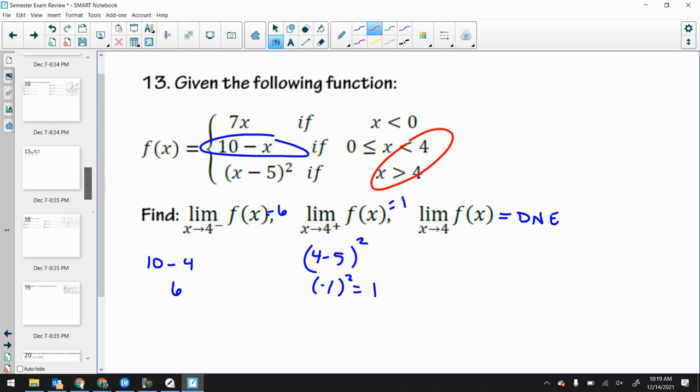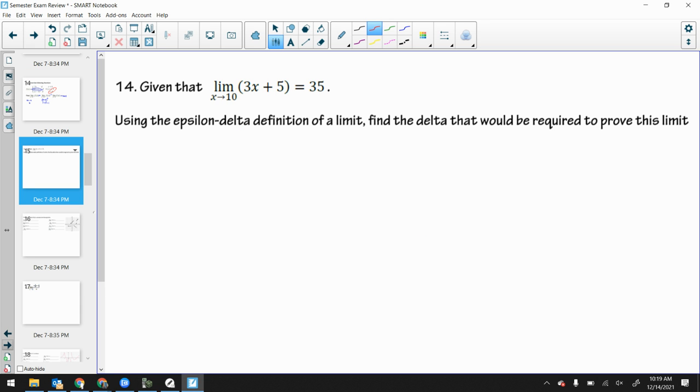Okay. Let's keep it going. Here's 14. Using the epsilon delta definition of a limit, find the delta that would be required to prove this limit.